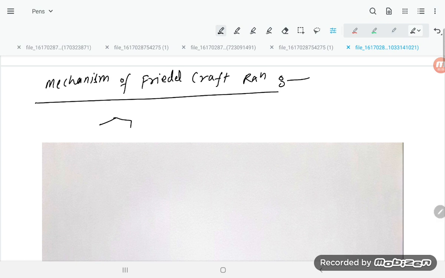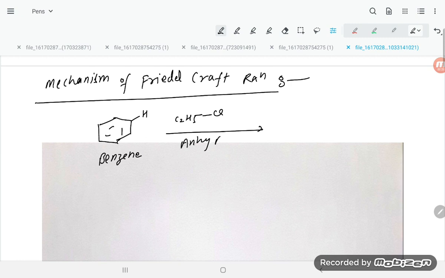Firstly, let us have a look over the reaction. This is the reaction of benzene, in which one hydrogen I have written in the expanded version. Now we are treating this benzene with C2H5Cl, and the catalyst we are having is anhydrous AlCl3. Now what is happening here is this hydrogen is getting replaced, in the form of HCl.